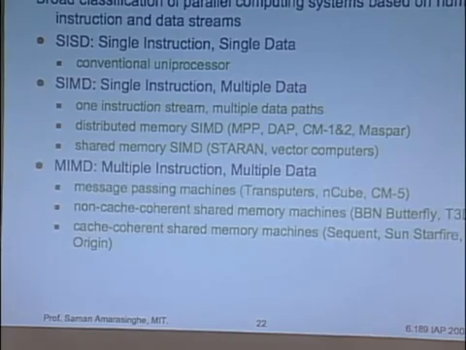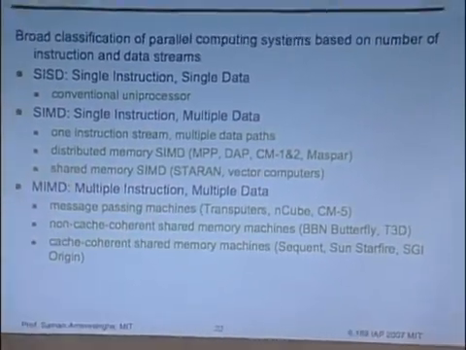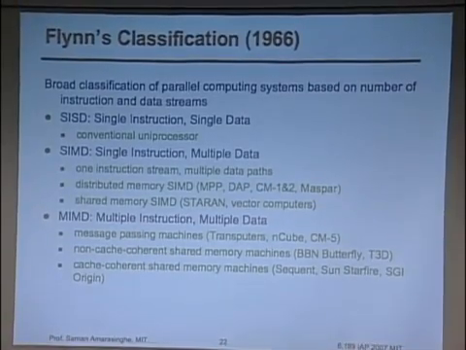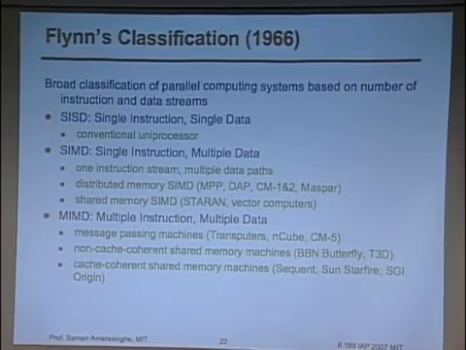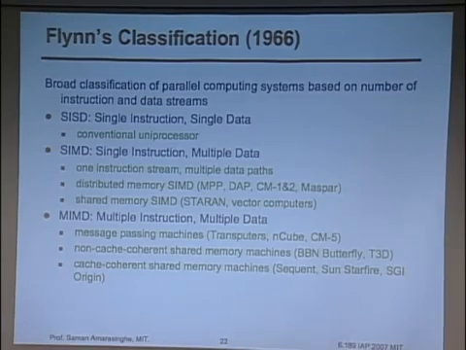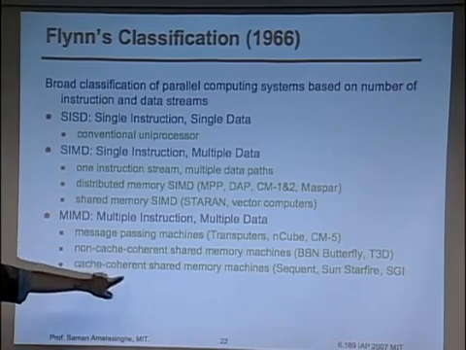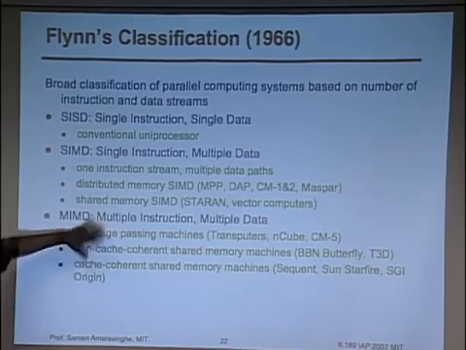Then you go to MIMD, which is multiple instruction, multiple data. We have multiple instruction streams, each affecting its own data, so you have data streams and instruction streams separately. Things like message passing machines, coherent and non-coherent shared memory. I'll go into the details of coherence and non-coherence later. So there are multiple categories within that too.